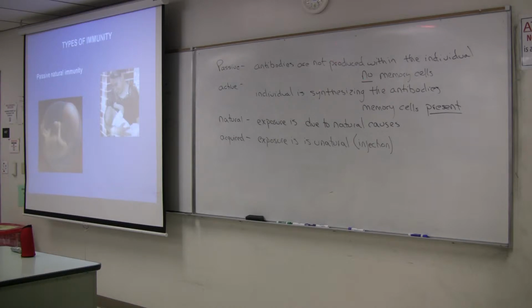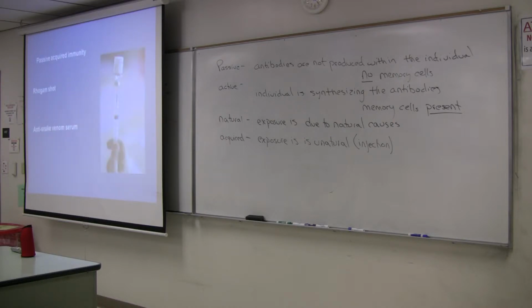So the baby has no memory cells. And once those antibodies are cleared from its bloodstream, it would no longer have immunity if that was all the immunity was based on. Passive because the baby didn't make the antibodies. Natural because being born is a natural process. And we still consider breastfeeding to be a natural process. Okay? All right, passive acquired.